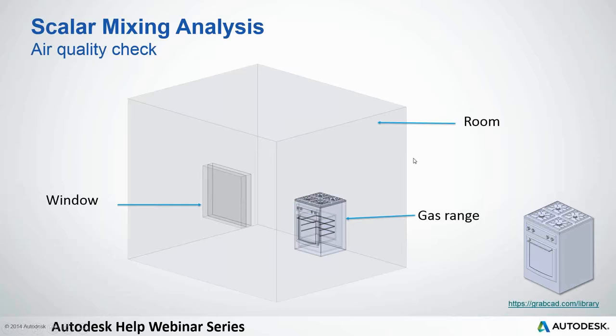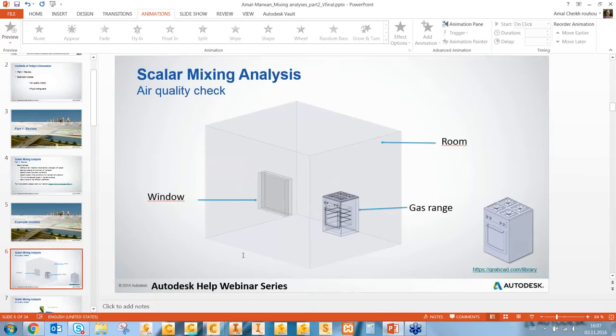Cool. Go ahead. So, my model is something very common that you live in: a kitchen, a room where you have a gas range and a window. I'm assuming that I have the buttons of my gas range all turned on, and I want to see the natural gas leakage. Otherwise, I'm only interested in simulating the methane flow into the room. The methane is a component of the natural gas, which goes out from these inlets of the cooker. So let me show you how I have done the setup.